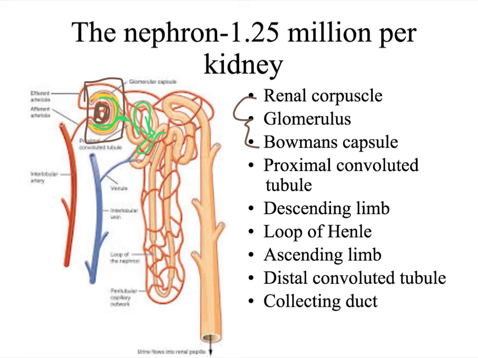So leaving Bowman's capsule, you'll be going down the descending limb, and then you'll be going through the loop of Henle, and then you're coming up the ascending limb, and then you go into another section known as the distal convoluted tubule, and from there you'll be going into the collecting duct, which will be heading down to the renal papilla. The renal papilla dumps into the calyces, which will dump into the renal pelvis, which will eventually leave through the ureter and to the bladder, and then it'll be voided out through the urethra.